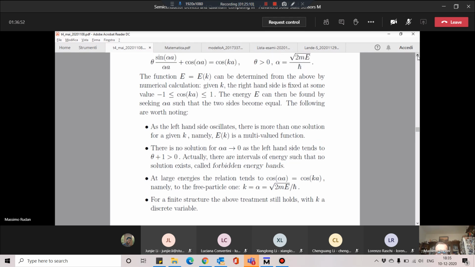Okay, one more point. In this analysis, we have considered K as a continuous variable. When we impose the periodic boundary conditions, remember K becomes discrete. But all this model is applicable anyhow. So it doesn't really matter whether K is continuous or discrete. All the results that we have found stay.